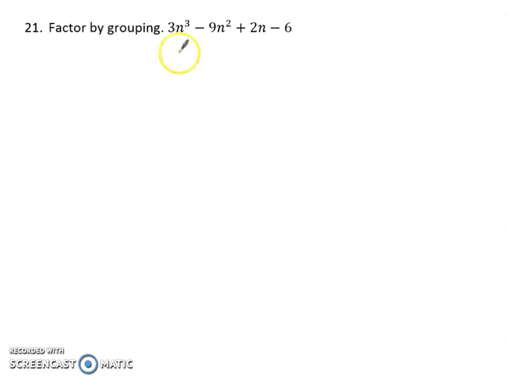Okay, so for our next question here, factoring by grouping, we want to look at our first two terms and our last two terms, and we want to take the greatest common factor out of the first two, which in this case happens to be a 3n squared. Both terms have a 3n squared, and if we factor that out, we will end up with an n minus 3 on the inside of the parentheses.